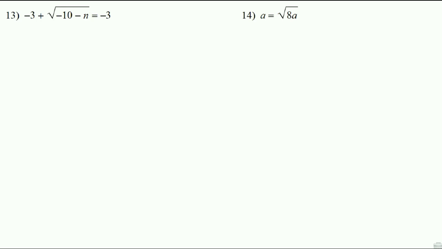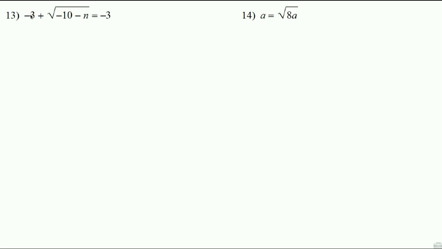All right, the next few questions are solving. So if we have a variable under the square root, we learned that we should isolate the square root, square both sides, and then solve. Question 15, I believe it is, we'll have 2 square roots, and we'll work through that when we get there.